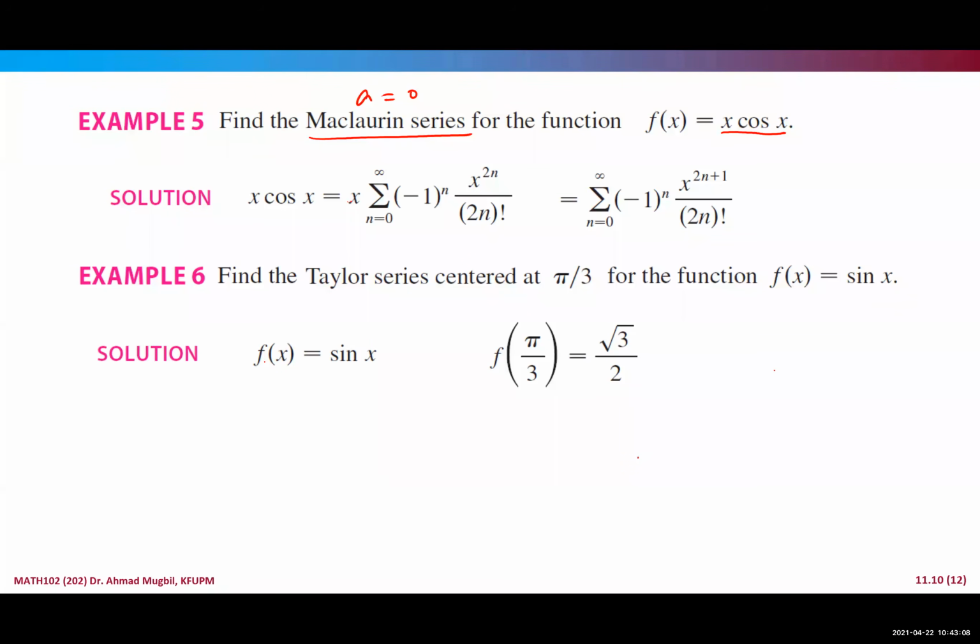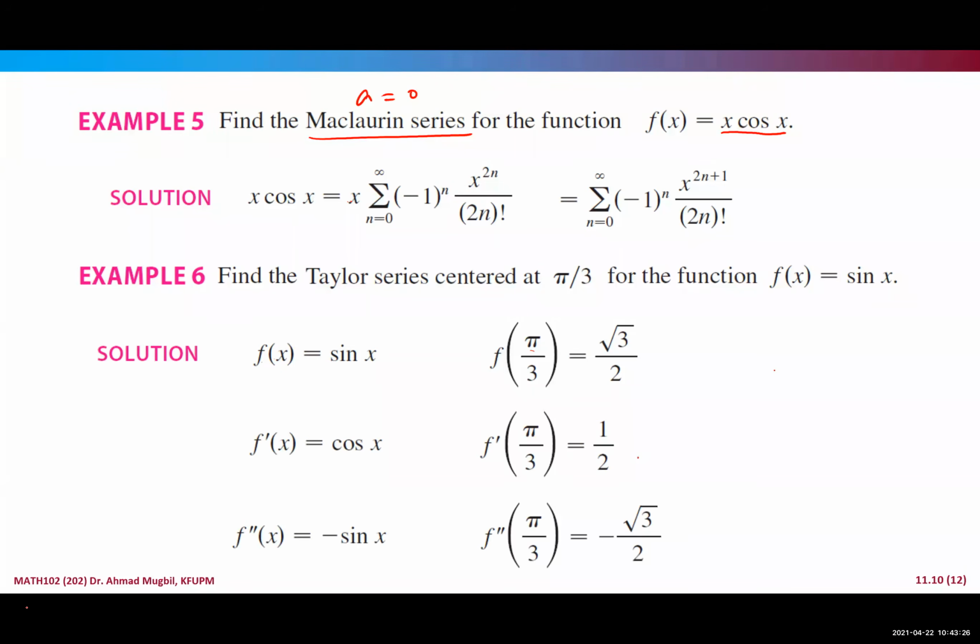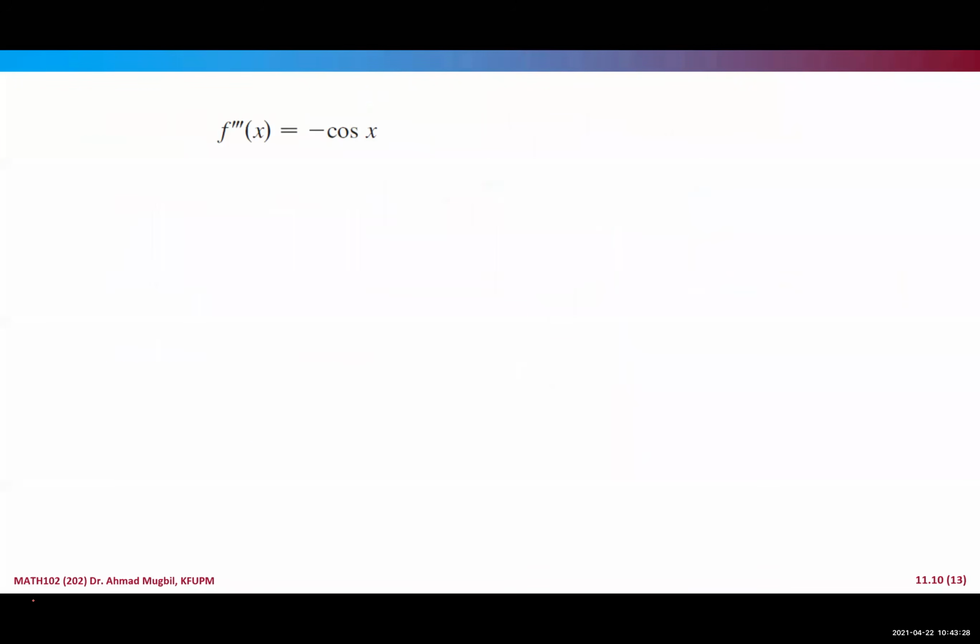We will say that f of x is sine x, evaluated at pi over 3. Sine pi over 3 is square root of 3 over 2. Now find the first derivative: the derivative of sine x is cosine x, evaluated at pi over 3, which is a half. The second derivative, evaluated at pi over 3. The third derivative, evaluated at pi over 3. If you are sure, you can stop. If you are not, continue differentiating.